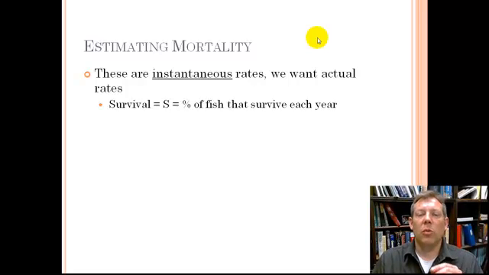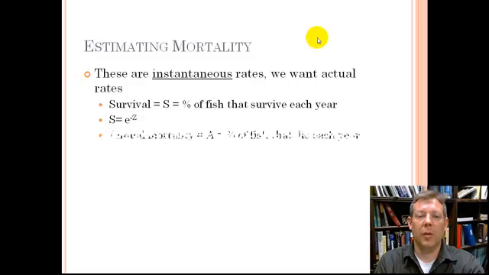To get the actual mortality rates, we need to do a little mathematics, okay? Because we're working sort of with log transform numbers, we sort of need to untransform the numbers, all right? So the first actual rate that we want to look at is called survival. It's capital letter S, and that is the percentage of fish that survive each year. We get this number from this equation. S equals e to the negative Z. So from the total instantaneous mortality, we can estimate the percent of fish that survive each year.